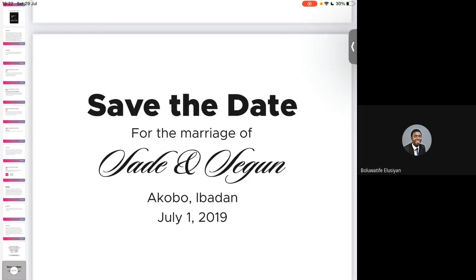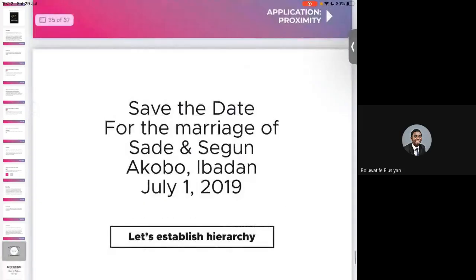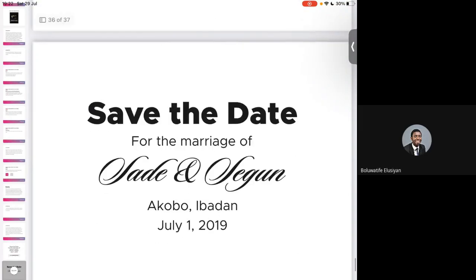So you can see that compared to this, your eye knows where to go first. You can remember the fonts, you can remember the style. There's no way you won't remember this corrected design now. You can say "Save the date." Then "for the marriage job" is not so important, but when you read it, of course, you know that it leads to the next point: who are the people getting married? Sade and Shegun.